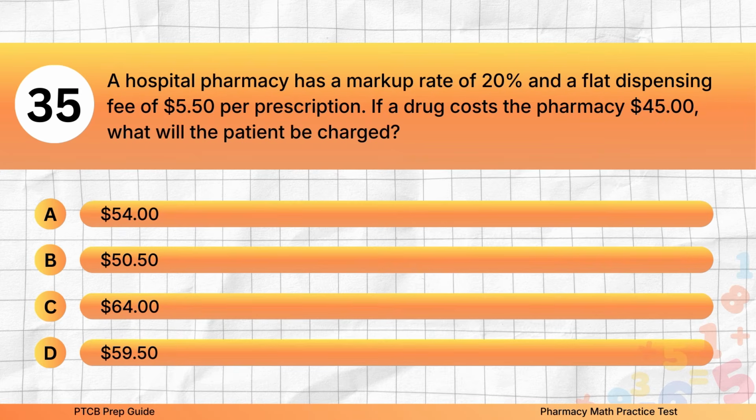A hospital pharmacy has a markup rate of 20% and a flat dispensing fee of $5.50 per prescription. If a drug costs the pharmacy $45, what will the patient be charged? A. $54. B. $50.50. C. $64. Or D. $59.50. Hit the pause button and work out the final price.